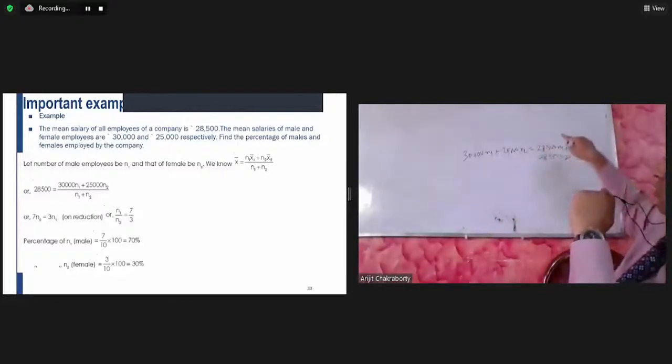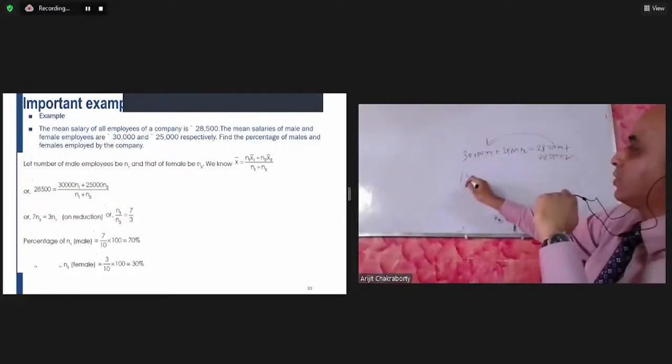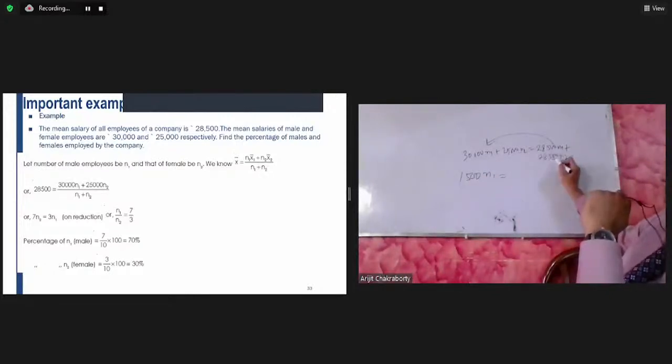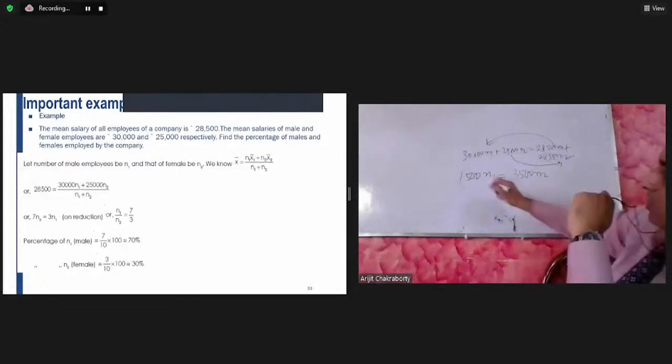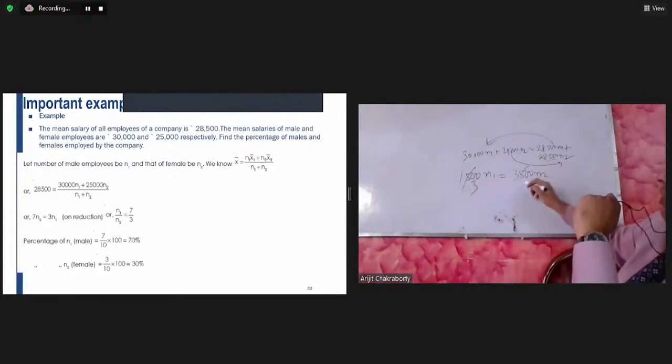So from here, if I just rub this portion, what do I get? 30,000 N1, here you have 28,500. So bring this on the left hand side. So you will get 1,500 N1 is equal to 3,500 N2 on this side. Bring this 25,000 N2 on the right hand side. If I cancel by 500, 500 3s are 1,500, 500 7s are 3,500.